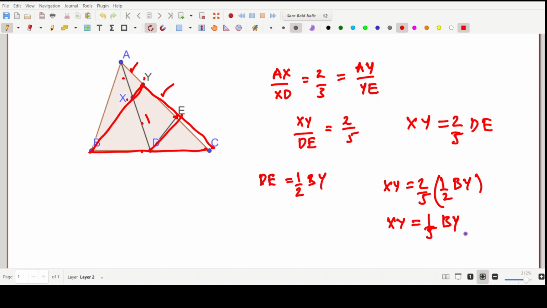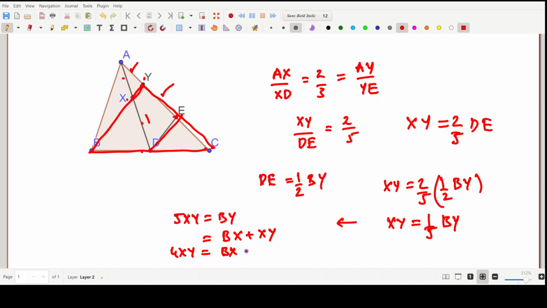Right. If XY is 1/5 of BY, what does it mean? This implies 5XY should be equal to BY, which is nothing but BX plus XY, right? Which means 4XY should be equal to BX, which is what we were supposed to prove, right?